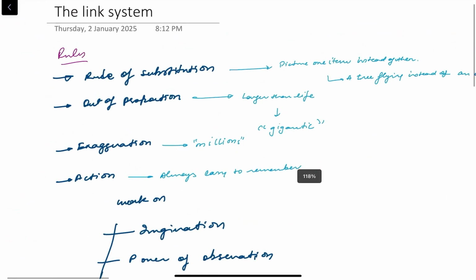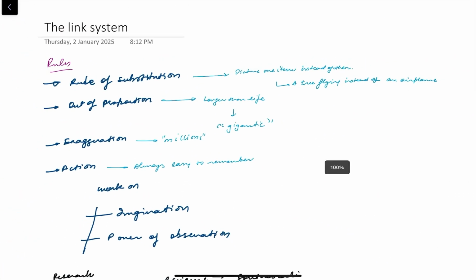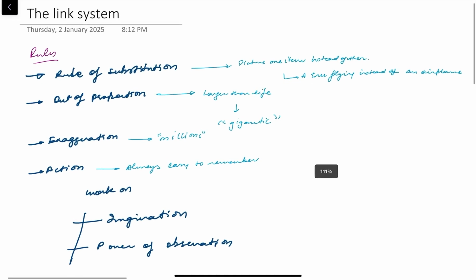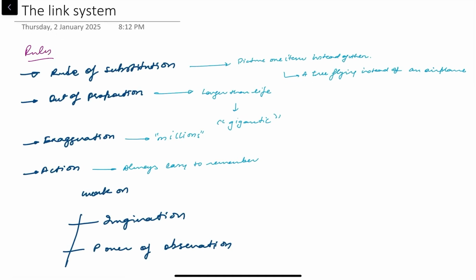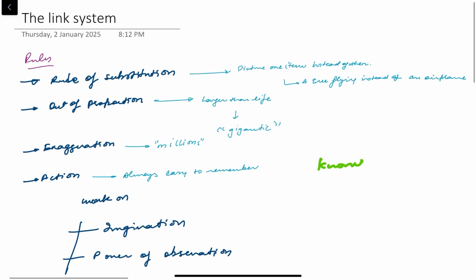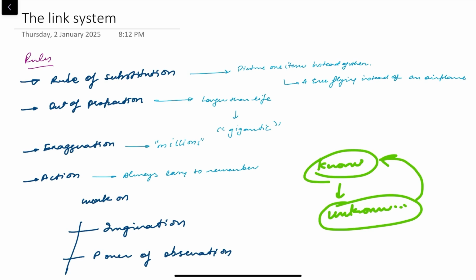So it has certain rules. You must have understood what association was. Association is basically when we try to associate something unknown to something that we already know, that is, from known to unknown. This you already know, and this you attach with this in order to remember this.